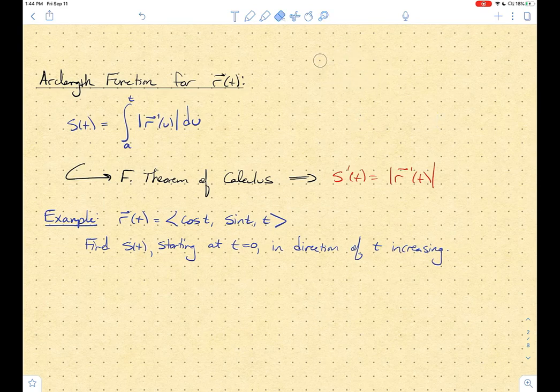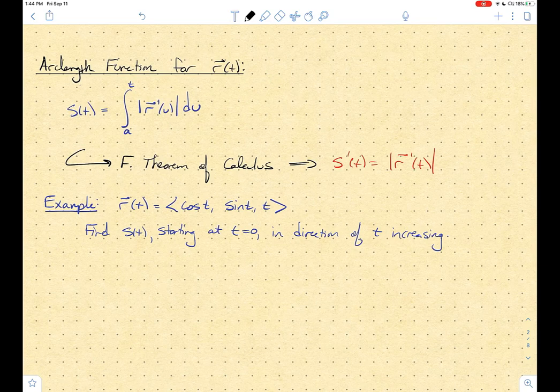So, okay, let's switch back to black. I want to start at t equals 0. I want to go in the direction of t increasing. That all needs to be specified. And so I'm going to begin to write it down. So S of t, well, this is the integral from 0 to t of the length of r prime of u du. Okay, no problem.